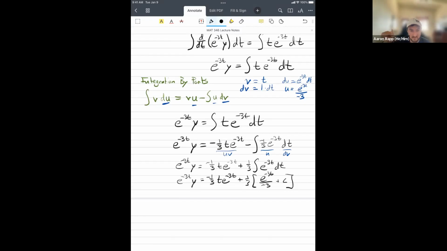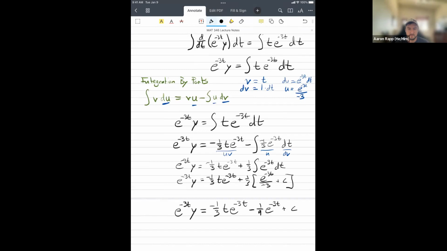So let's clean up that stuff on the right-hand side of the equality real quick. So I'm just looking at this e to the negative 3t times y. It's equal to negative 1/3 t times e to the negative 3t. But now if I distribute that 1/3 through, I take a positive 1/3, multiply it by a negative 1/3. That negative 1/3 is coming from the division by the negative 3. It's going to give me a negative 1/9 times e to the negative 3t. And then I get this constant c.